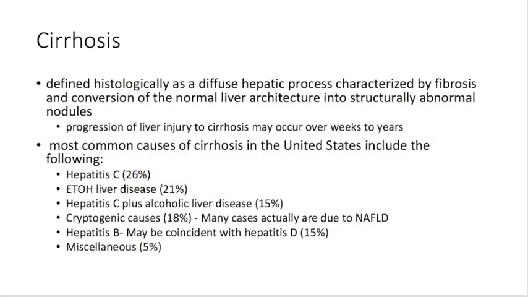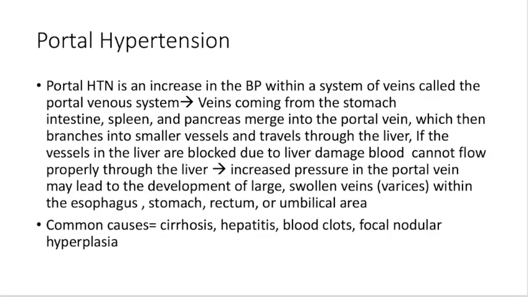Moving on to cirrhosis, this is diffuse hepatic fibrosis and conversion of the normal liver architecture to structurally abnormal nodules. Progression of liver injury to cirrhosis may occur over weeks to years. Again, hepatitis is one of your most common causes, especially hepatitis C, alcoholic liver disease, or the combo, and then there can be some other causes. So what happens with the cirrhosis? We have a couple sequelae, and that's what we'll be talking about next.